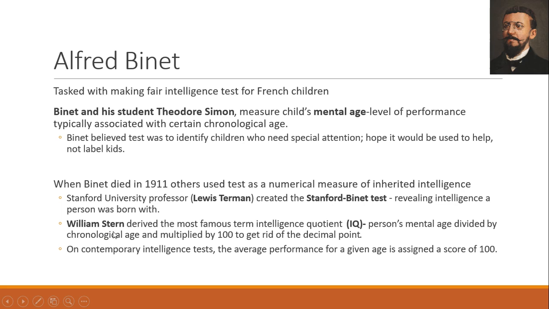Now, the German, William Stern, derived the most famous intelligence quotient. That's the IQ: a person's mental age divided by chronological age and multiplied by 100 to get rid of the decimal point. This is the one that most people look at today, say like, what's your IQ? And then they're going to say like 100, 110, and then 120. On contemporary intelligence tests, the average performance of a given age is assigned a score of 100.